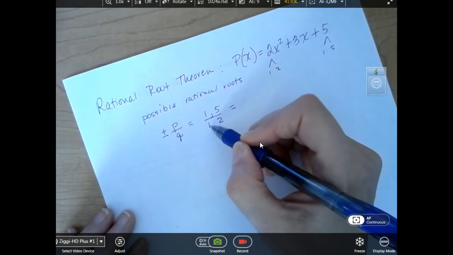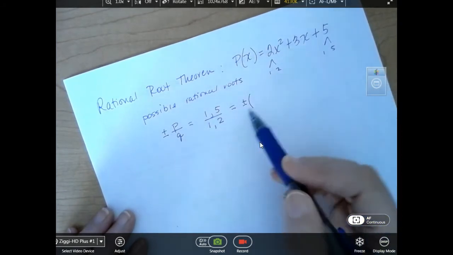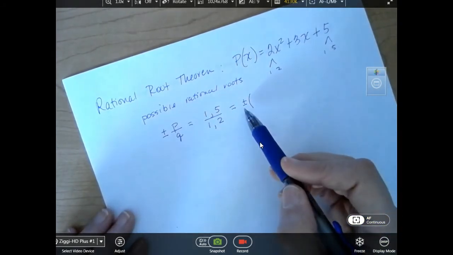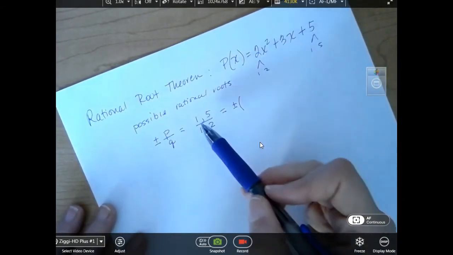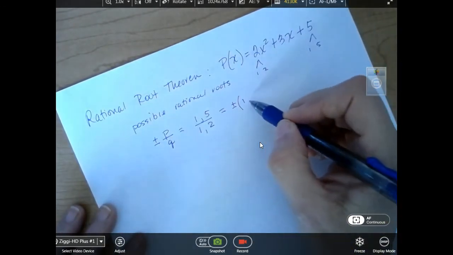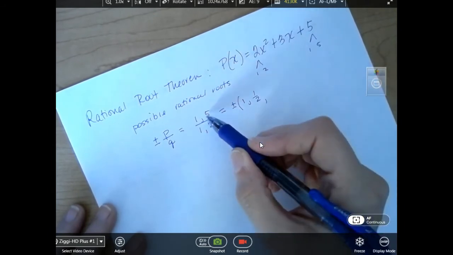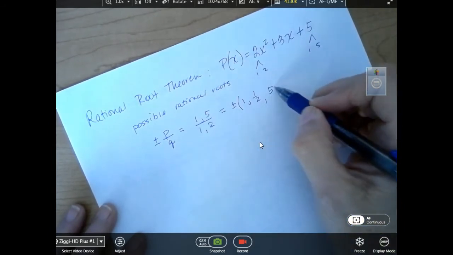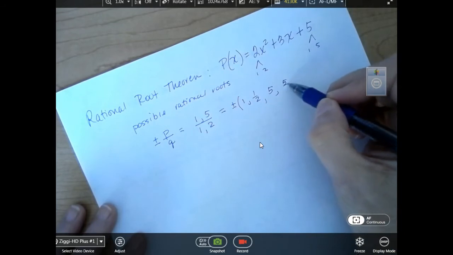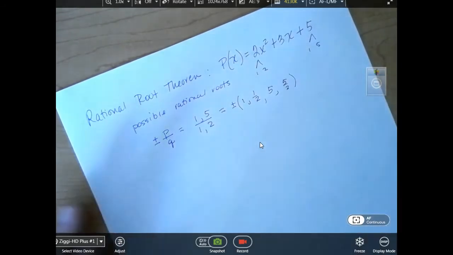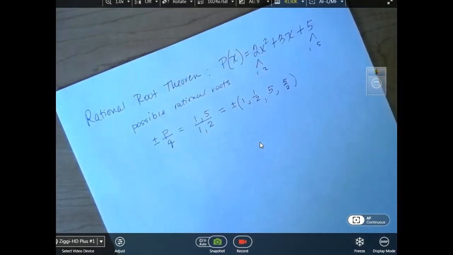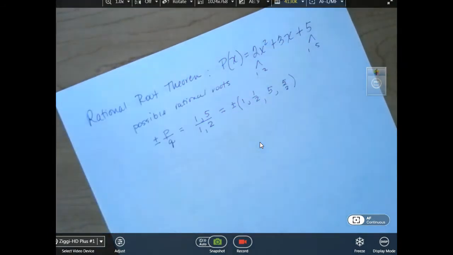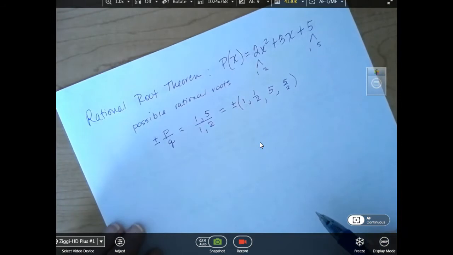So I could have 1 over 1, and all of these could be a positive or negative version of the possible root. So I have a 1 over 1, and then I have a 1 over 2. I have a 5 over 1, and a 5 over 2. Sometimes you get repeats, and then you would not write them because they'd be redundant if you got the same thing twice. So how is this going to help us? I'm going to give you an example and show you how this works.